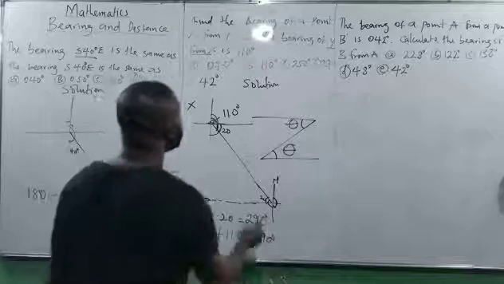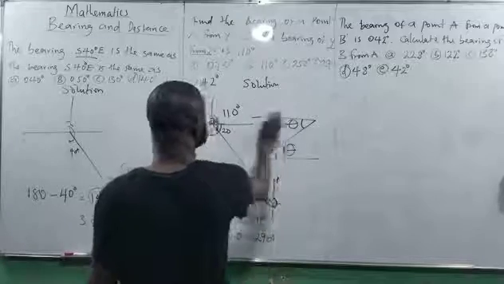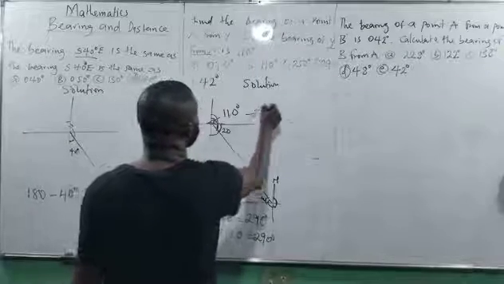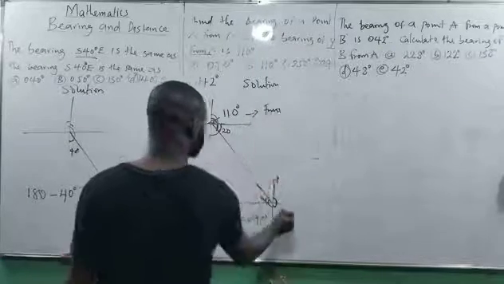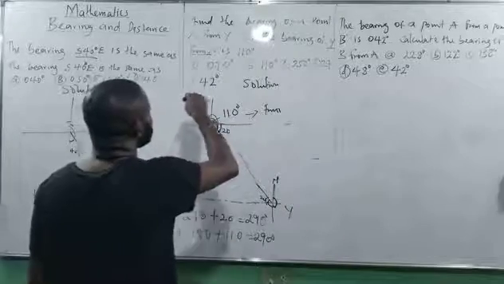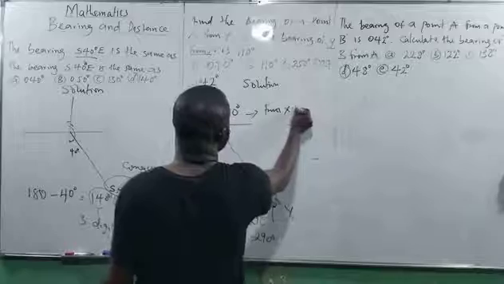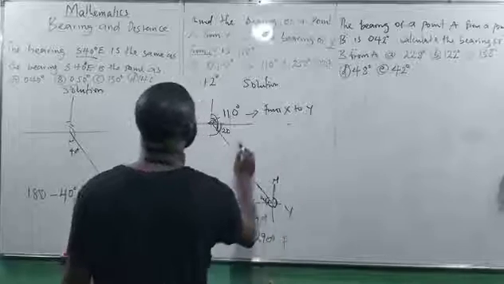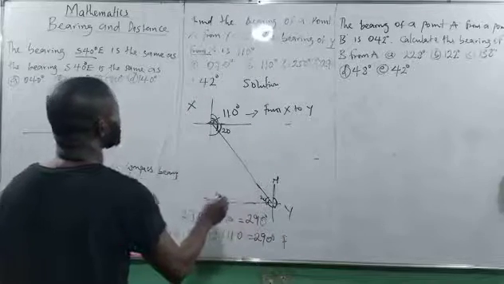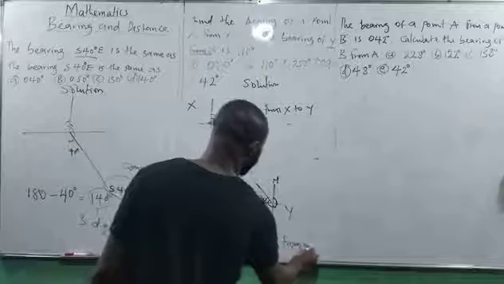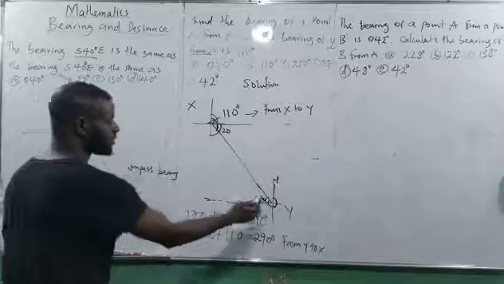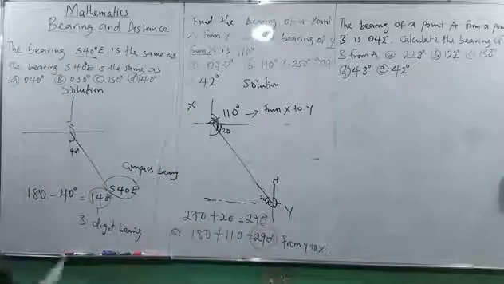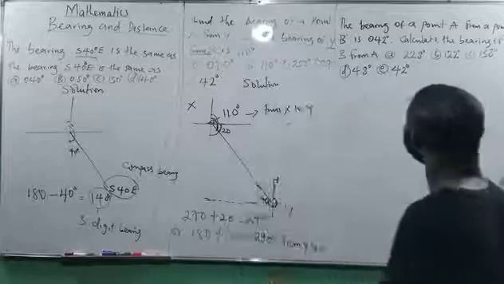It means from, this is from what? At this junction, this is going to be, sorry, I'm going to rub this off. On this point, it will be from X to Y. Now, at this junction, this is going to be what? From X to Y, from Y to X. This, from Y to X is what? It's 270. Now, let's move on to the next one.